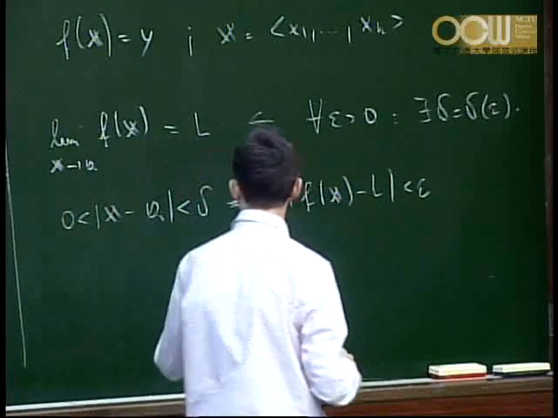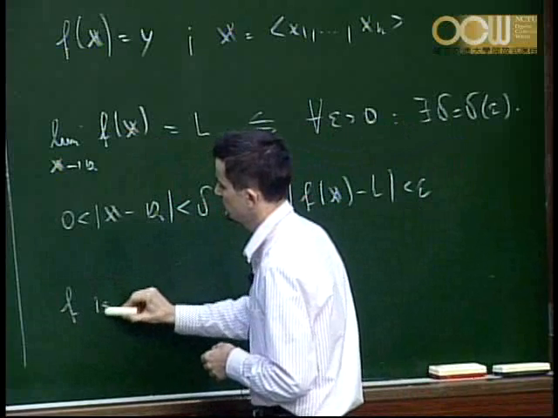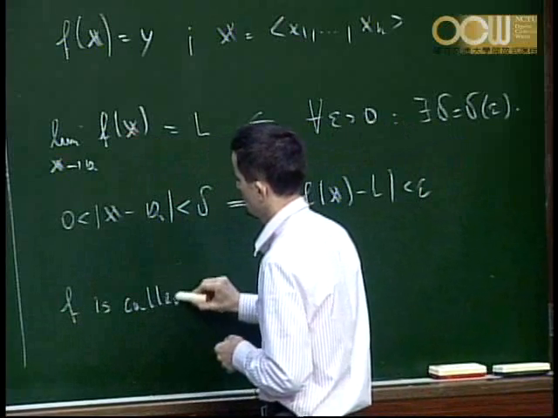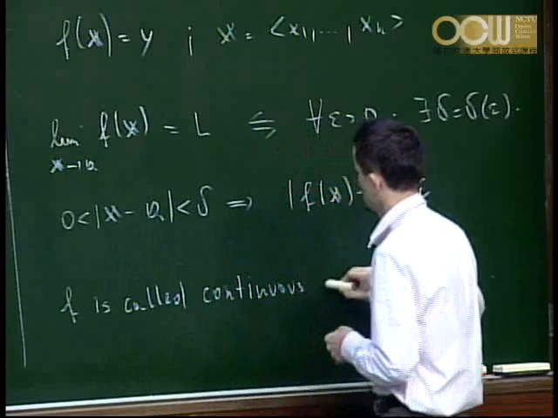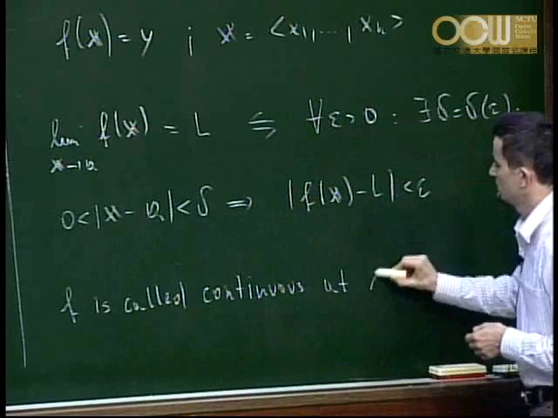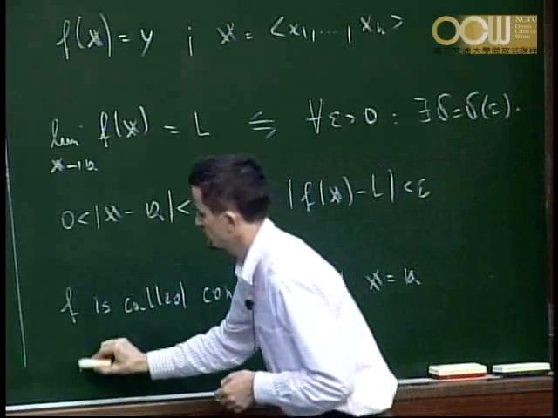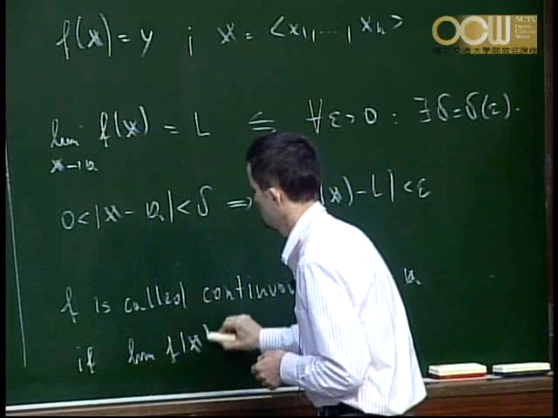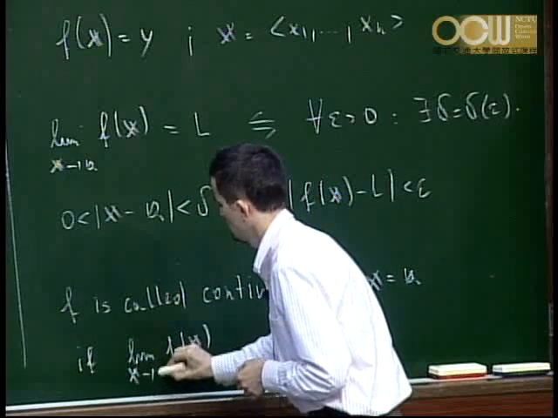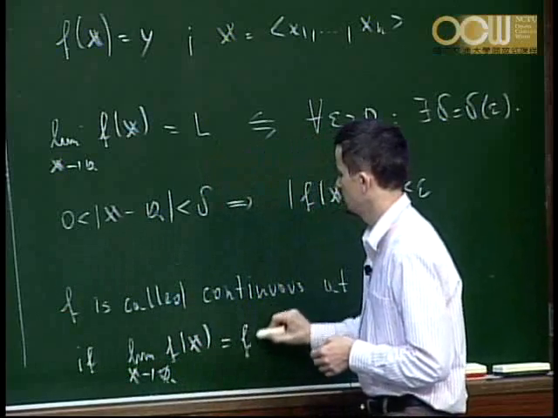And once we have this definition, we can define continuity. So f is called continuous at x equal to a, some vector, if, just the usual definition, we can obtain the limit just by plugging in the a.